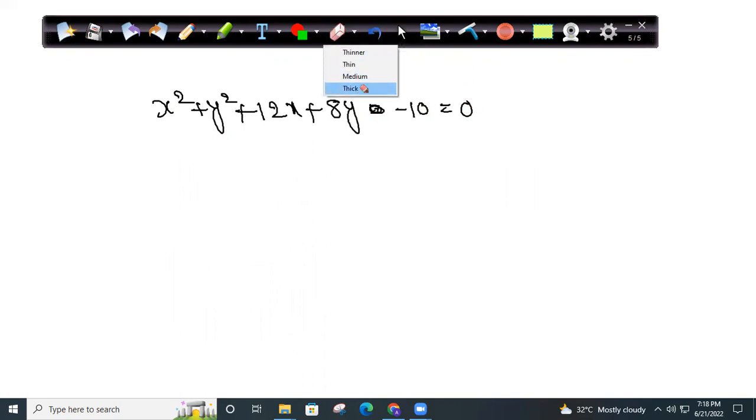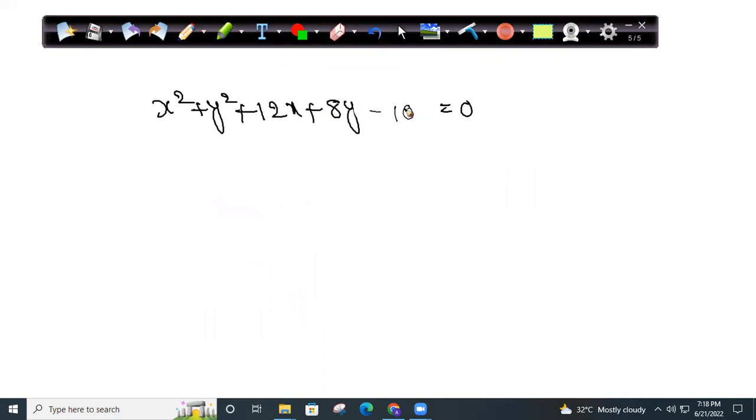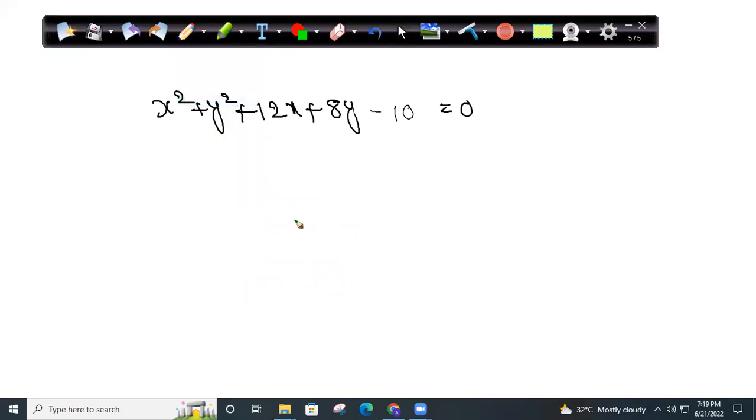x square plus y square plus 12x plus 8y minus 10 equal to 0. Everyone in the class, find the center and radius, type your answer in the chat box. If you know this, one question is in your pocket. Everyone in the class, try to find the center and radius, type your answer in the chat box.